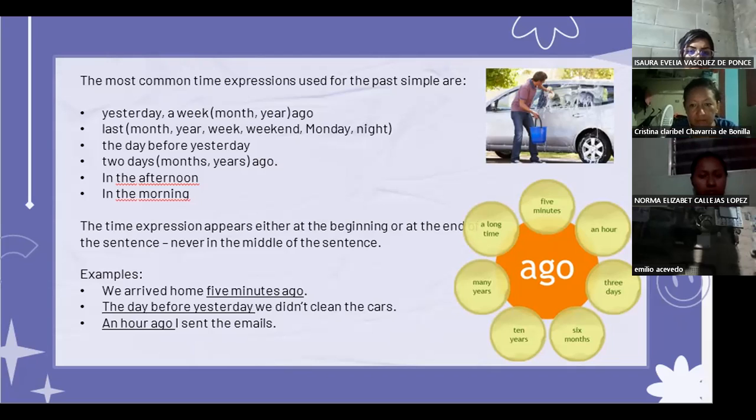I had to cook. Oh, okay. I had to cook, ¿verdad? Así. I had to cook. It was 2 hours ago.